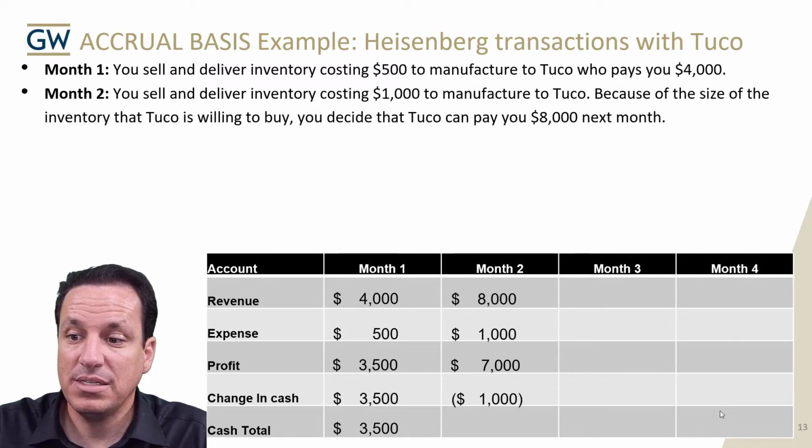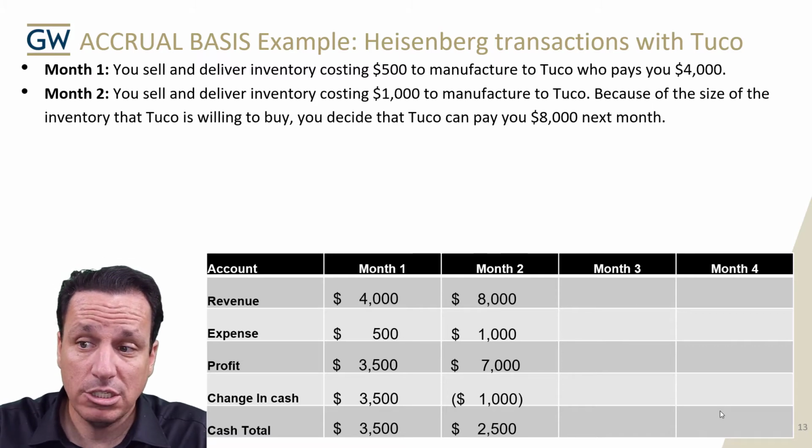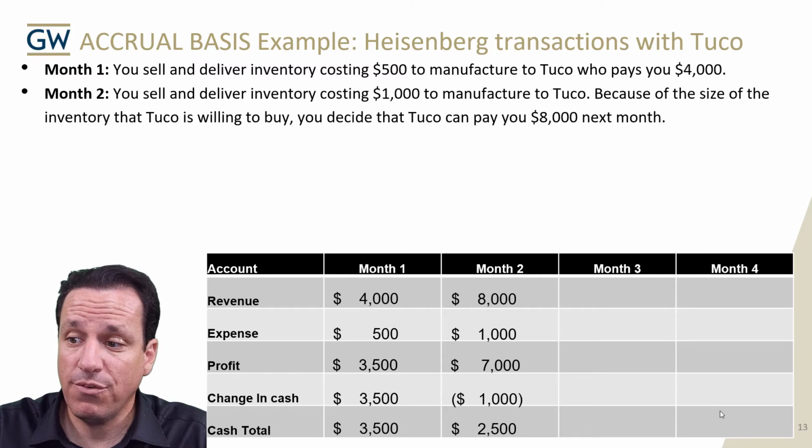So revenues minus expenses. Change in cash is still $1,000. Our change in cash is still the same, and the total cash is still the same. So our cash doesn't change. We are just accounting for the economics differently.